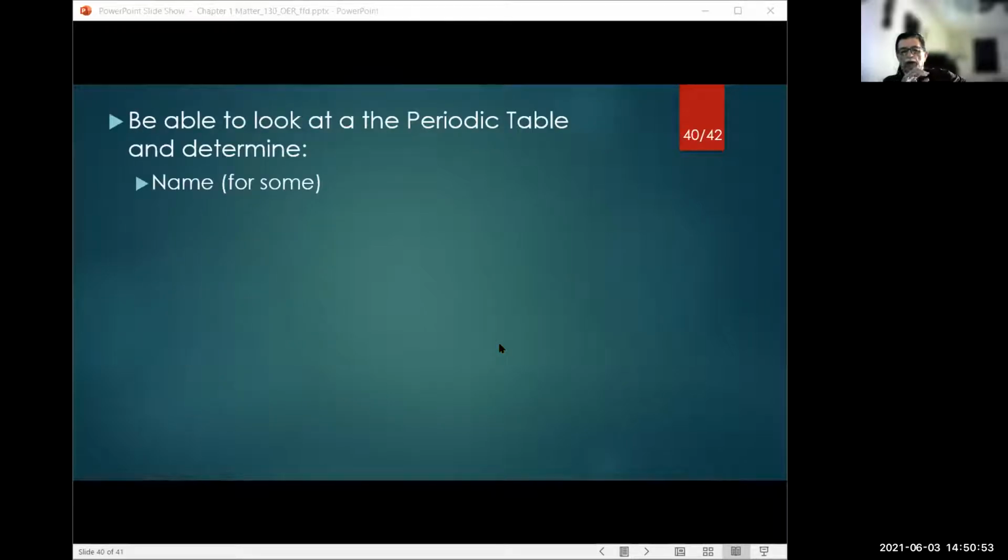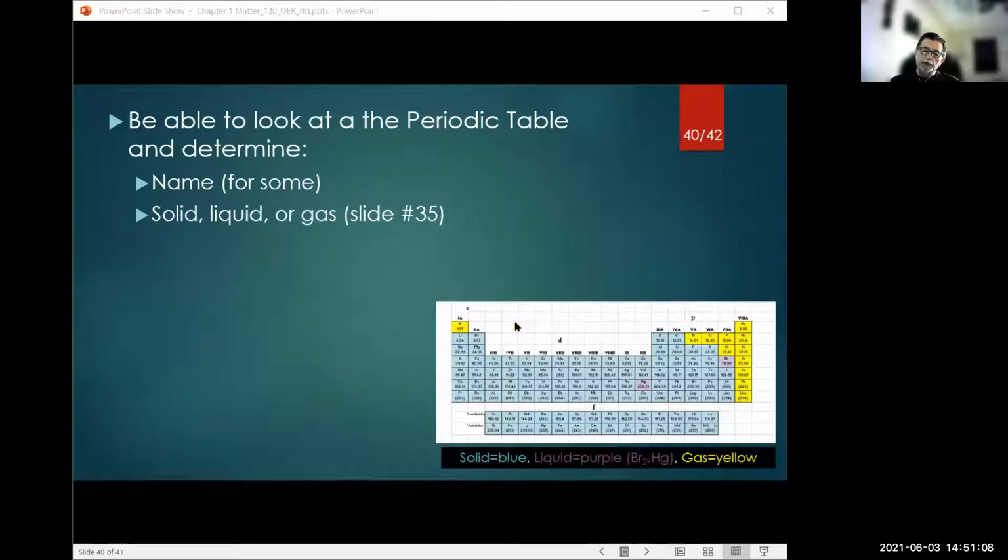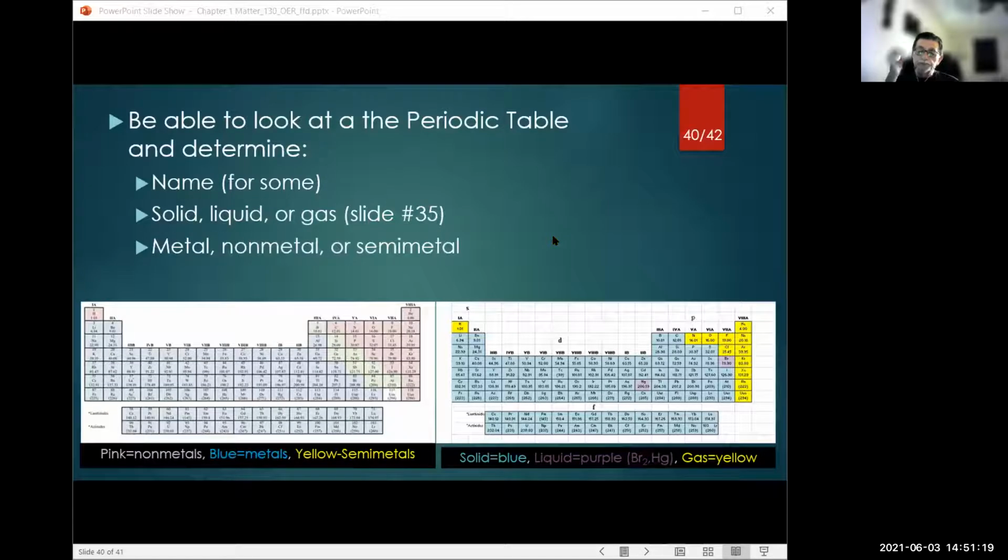All right, with that information, when you look at our periodic table, the one we supply, be able to determine the name of at least the first 20 and the ones we gave you. Determine whether they are solid, liquid, or gas. Look at slide number 2035. Determine whether it is a metal, a non-metal, or a semi-metal based on their position.